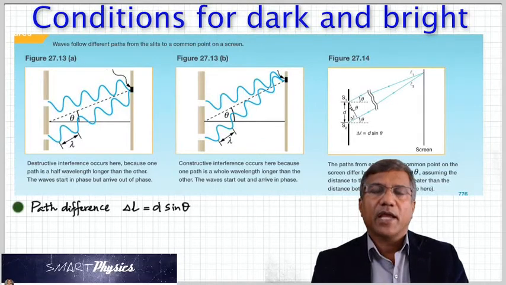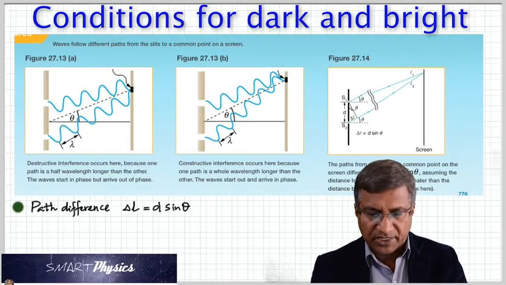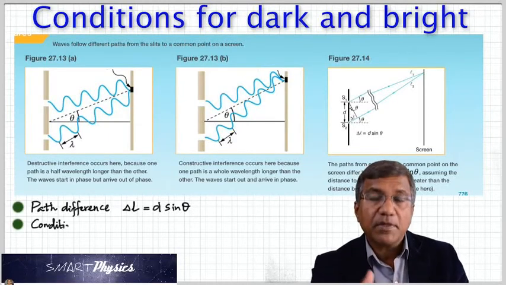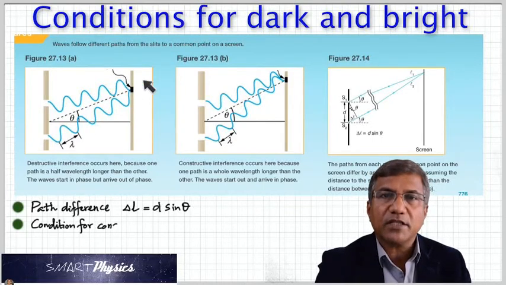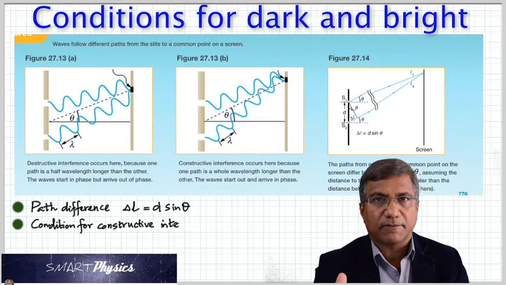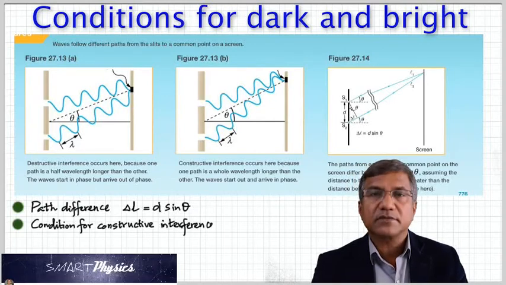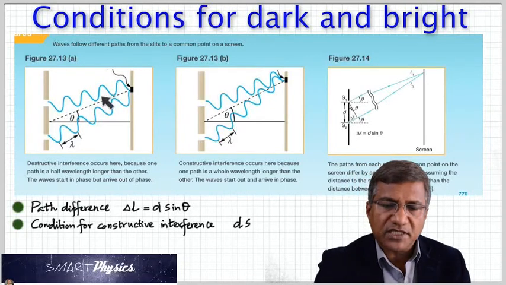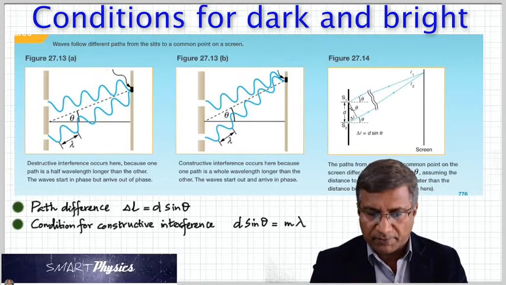Okay? And whenever the path difference becomes equal to m times lambda, because if the path difference is one wavelength, then you would have the 6th crest from here falling on the 7th crest. So you would get constructive interference. You could have the 6th and the 8th coming together. Again, you have constructive interference.